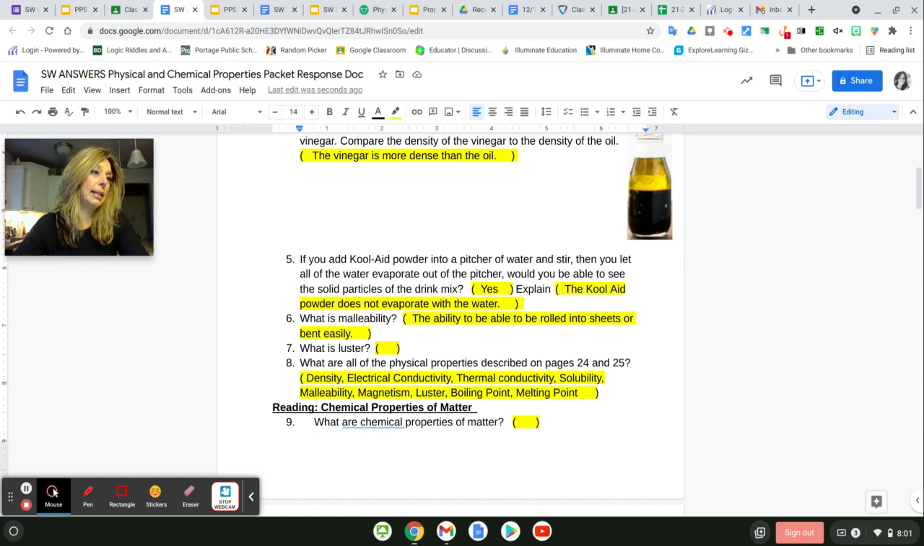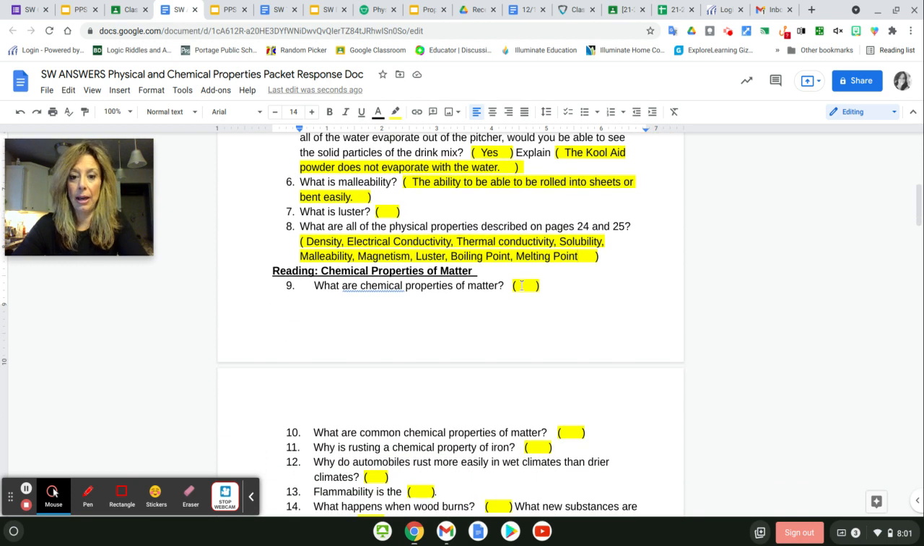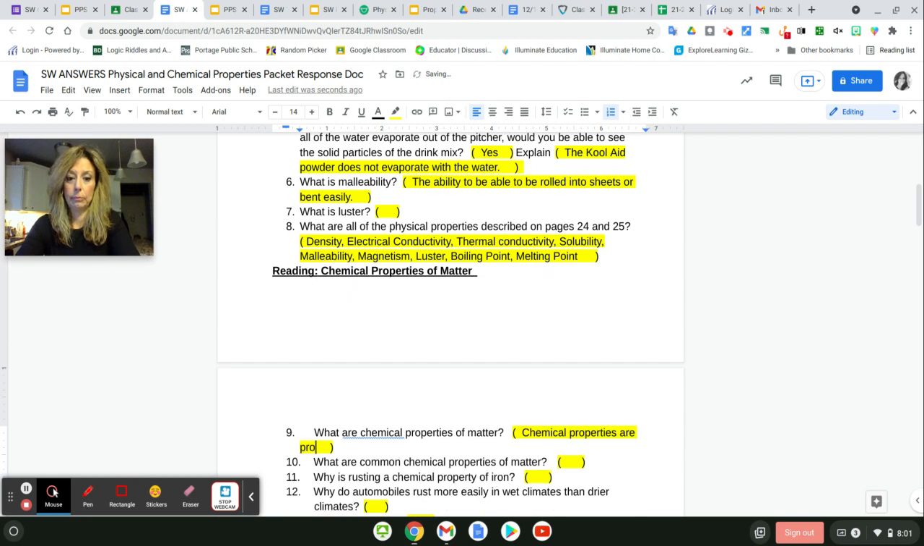Okay, let's see. Next one, chemical properties. Okay, so chemical properties are a little bit different. These are properties of matter that, when they're observed, it does change the identity of the substance. So chemical properties are properties of matter that change the identity of the matter.